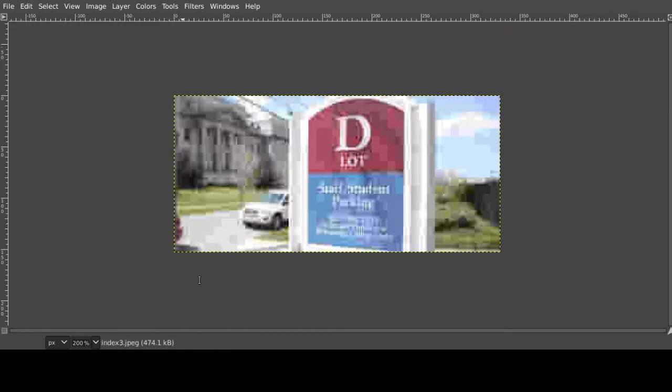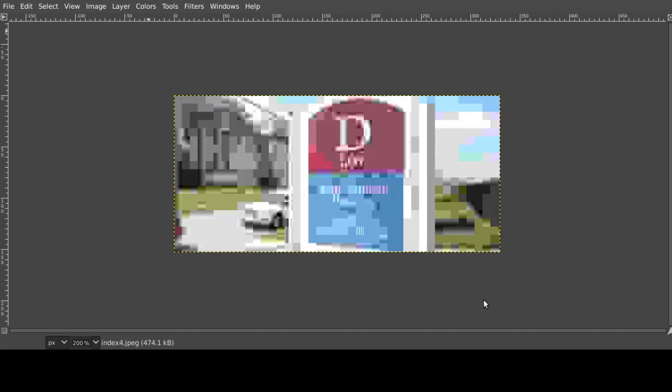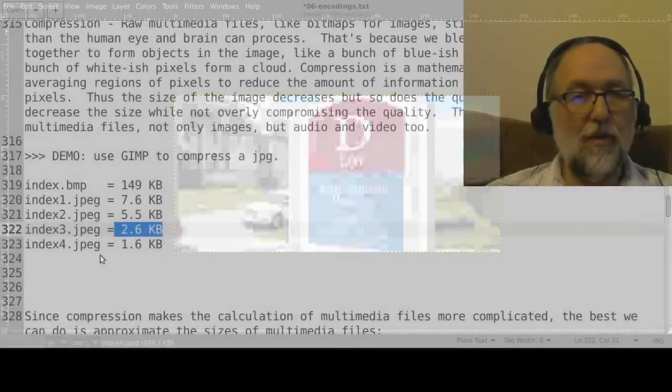So at this point, when we've gone down to only 2.6 kilobytes, you're definitely starting to see that the quality degrades. Let's go all the way down to 1.6 kilobytes, and I think you're going to see that the quality degrades even more. Here we are at 1.6 kilobytes, and it's pretty messy at this point. So there you go. That's the story with compression.